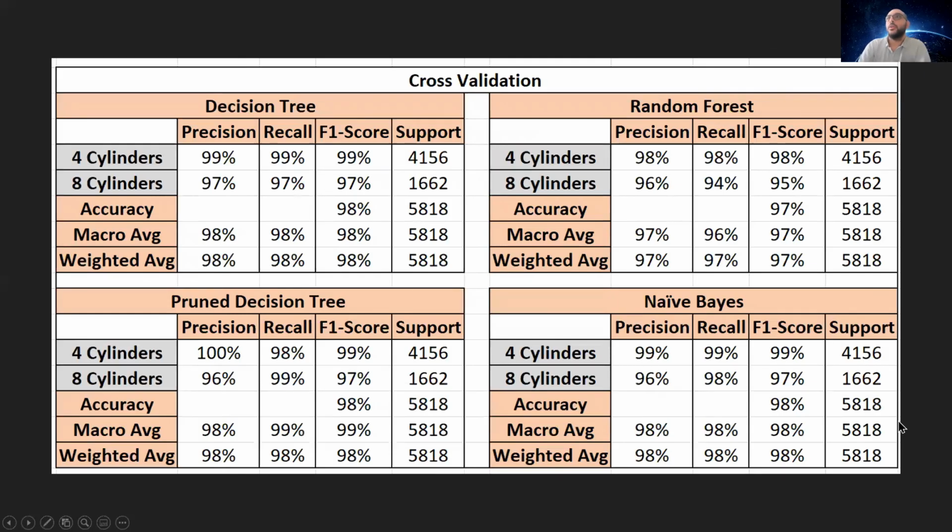And this table compares all models that we used. On the left here, we have the decision tree model. This is the original tree, this is the pruned tree, and then we used random forest, naive Bayes. And as we can see, the accuracy score for all of them is pretty high. They all have 98% accuracy, but random forest only has 97, which is still high.